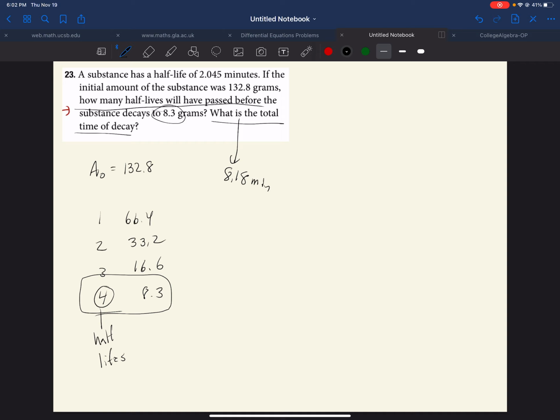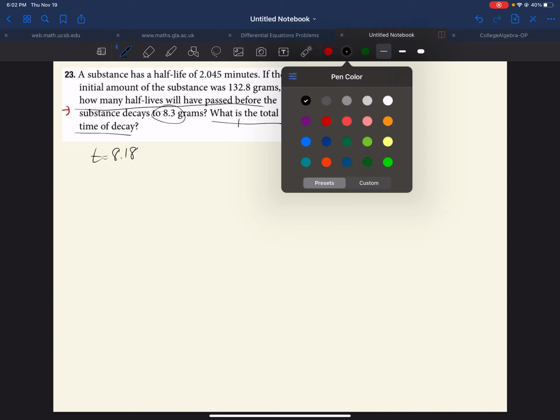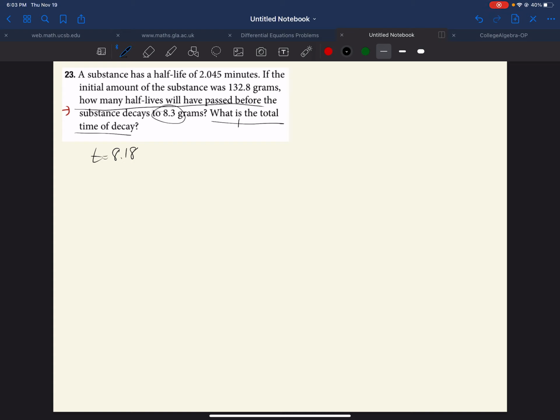But there's another way of doing it, and this is the way that I initially did it in the beginning. And so, remember our answer was 8.18. Here's how it's more complicated, but in doing this, you start to understand it better, and you start to learn things as you go. So remember, the half-life formula was T equals ln of 1/2 over K. And I know my function is y equals a naught e to the kt.